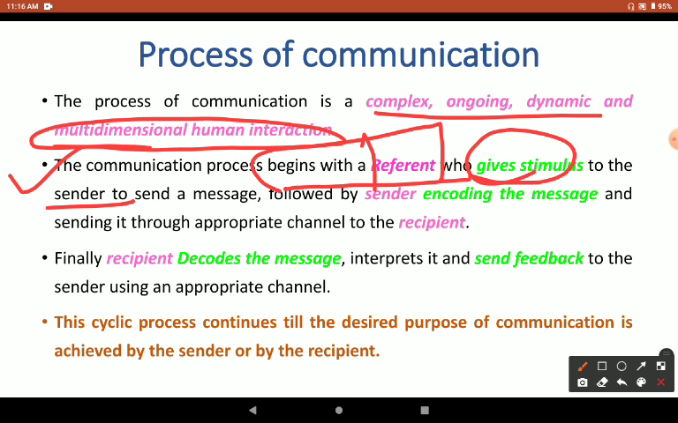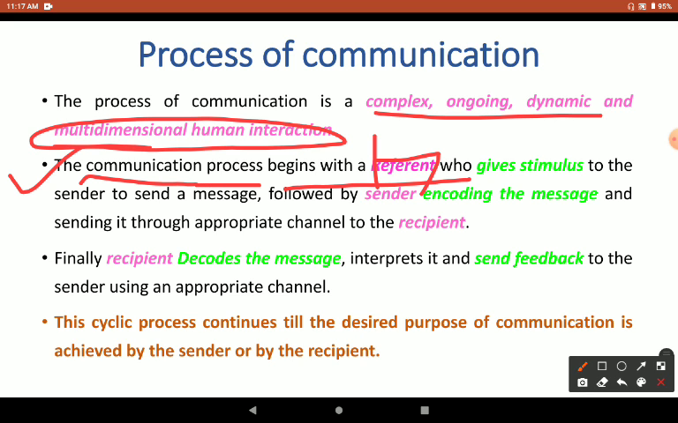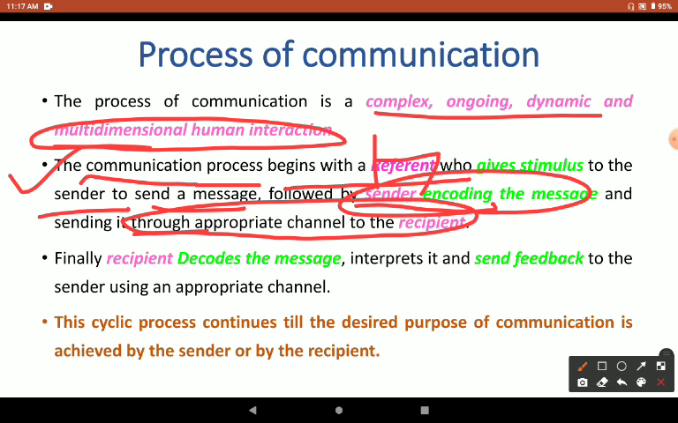So the referent is the factor which stimulates the communication process to begin, and provokes a person to begin communicating. Then the person, the sender, will start the communication process. The sender encodes the message and sends it through an appropriate channel to the recipient.